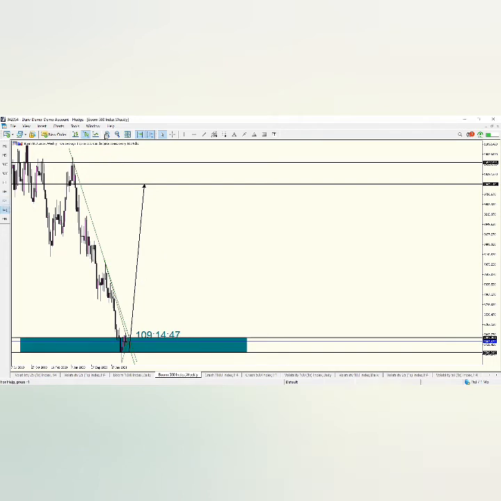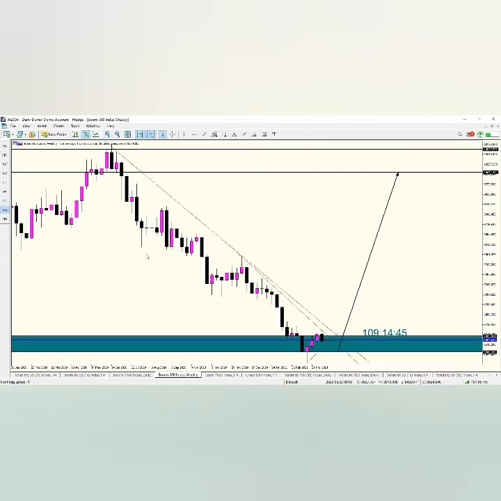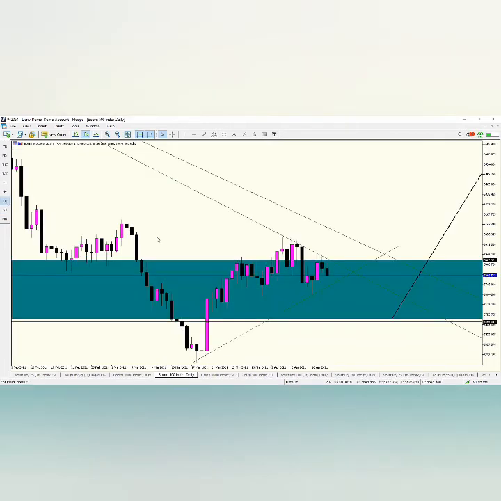This is Boom 500. Likewise, Boom 500 has also been on a downtrend, and it's resting on a weekly order block. Likewise.